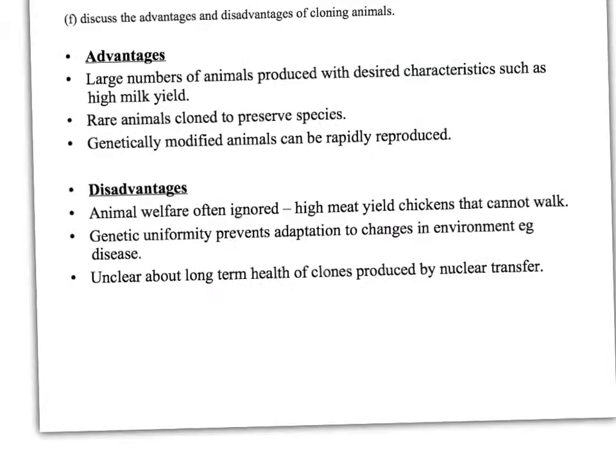So moving on, this very simply goes through some of the advantages and disadvantages of animal cloning. Some of the advantages would be that we can get large numbers of animals which have a desired characteristic. We talked about high milk yield. It could be cattle which grow particularly quickly, or salmon which have a high growth rate. It could be all sorts of things we could be looking at here.